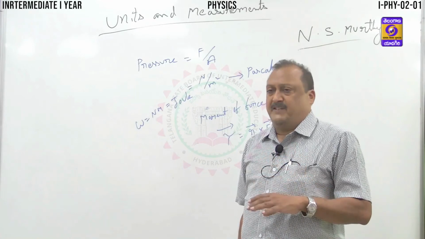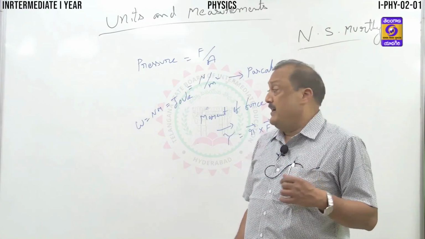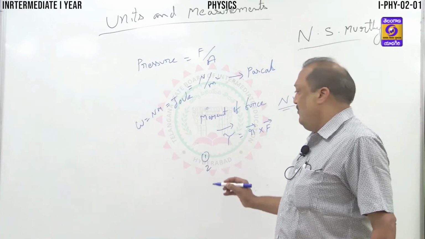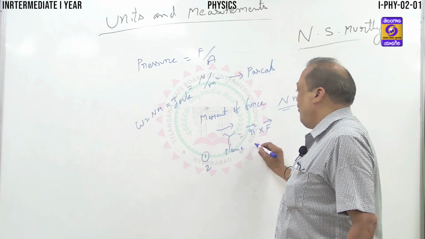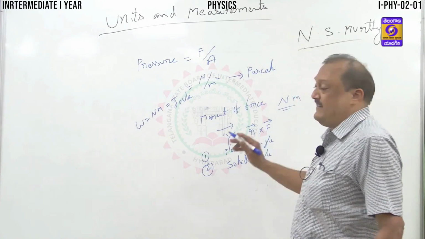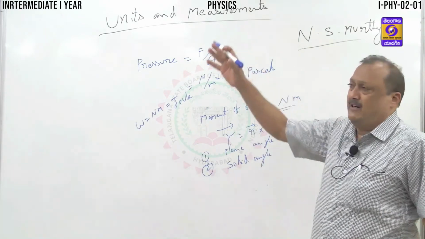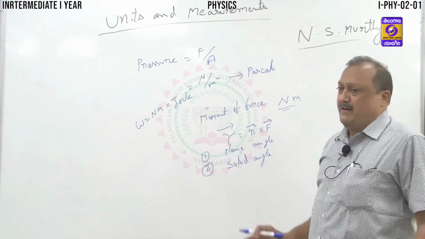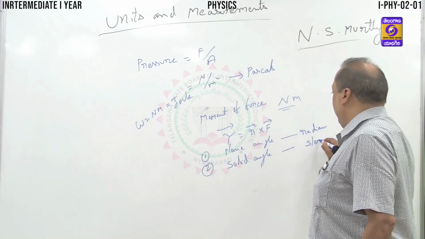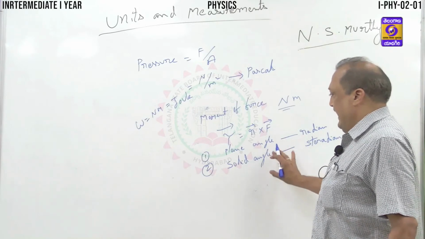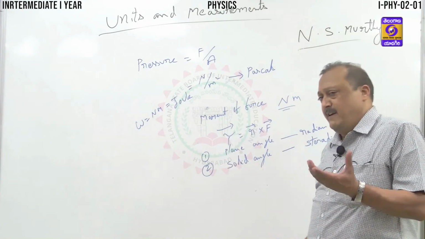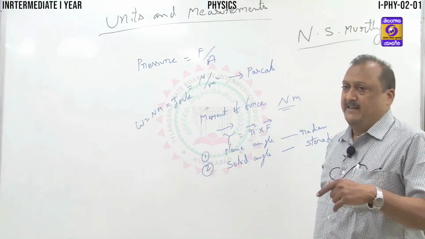After that, the SI system. In the SI system, there are 7 fundamental physical quantities and 2 supplementary physical quantities. The first one is plane angle, and the second is solid angle. These two are supplementary physical quantities in the SI system. The unit of plane angle is radian. The unit of solid angle is steradian. Plane angle and solid angle are taken as 2 supplementary physical quantities in the SI system, along with the 7 fundamental physical quantities.